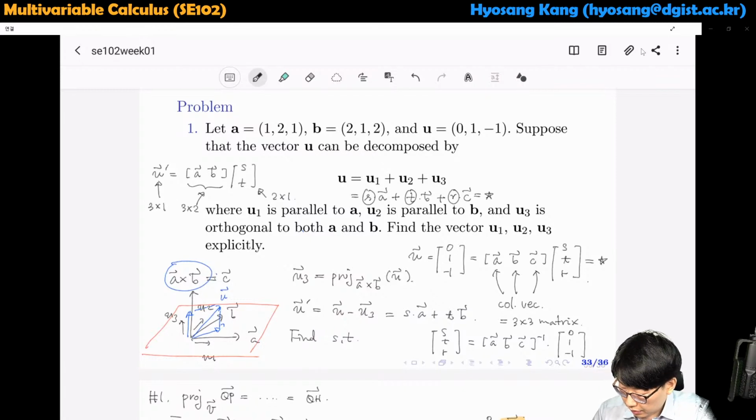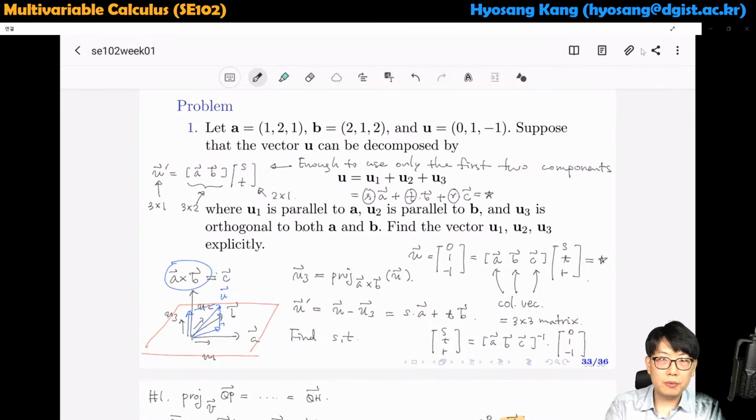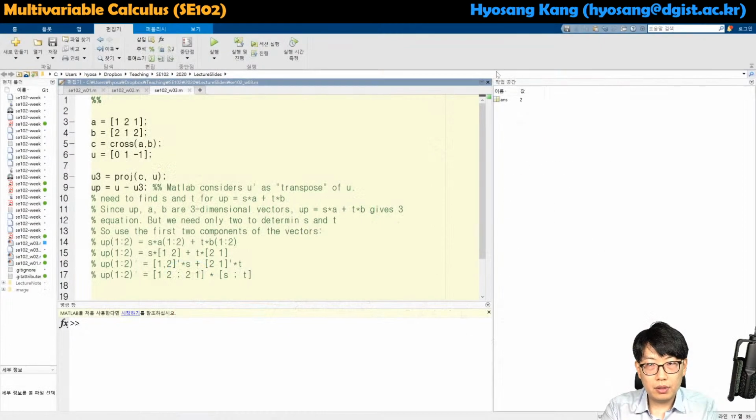So I don't want the last coordinate, so it's enough to use only the first two components. So that's what I'm doing here in this code.